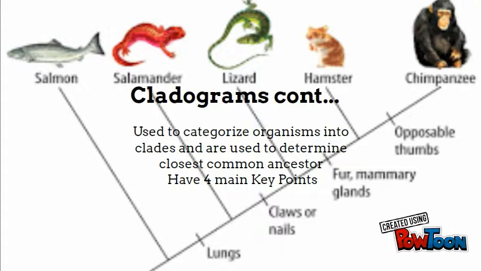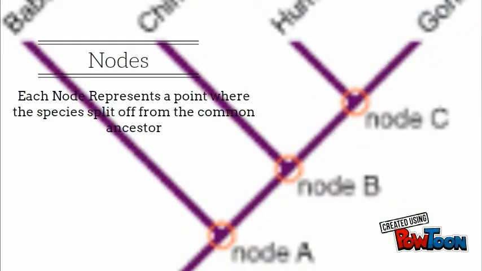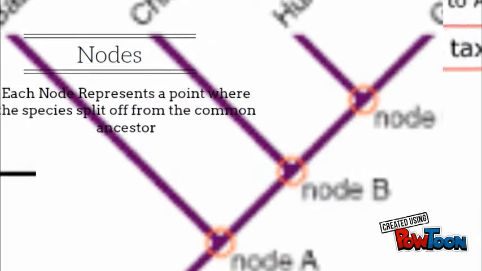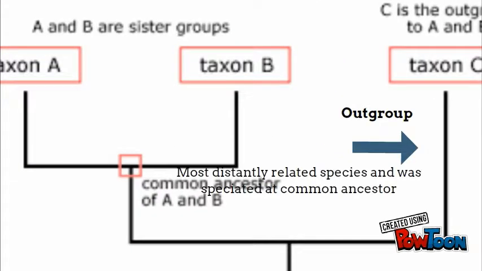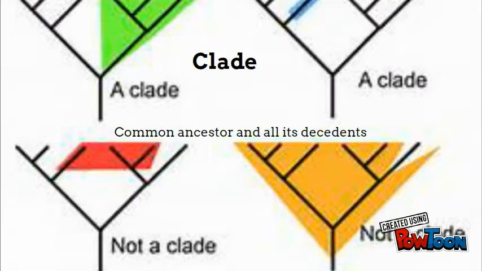Constructed cladograms all typically share certain key features. 4 main key features. The root, the initial ancestor common to all organisms within the cladogram. Nodes, each node corresponds to a hypothetical common ancestor that's speciated to give rise to two or more daughter taxa. Outgroup, the most distantly related species in the cladogram, which functions as a point of comparison and reference group. Clades, a common ancestor and all of its descendants.